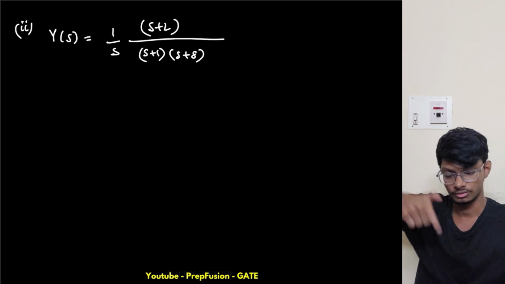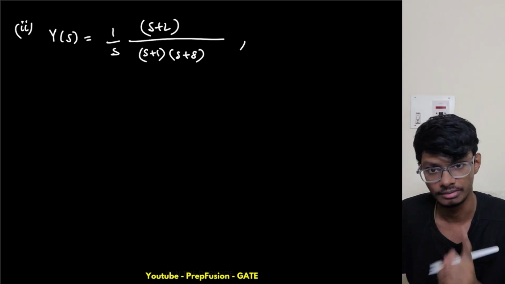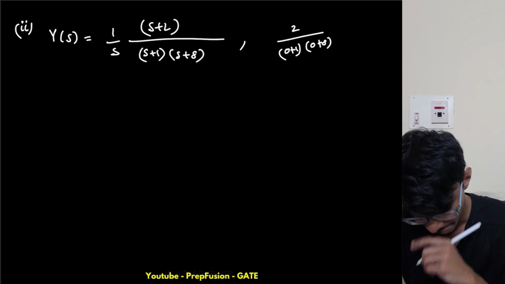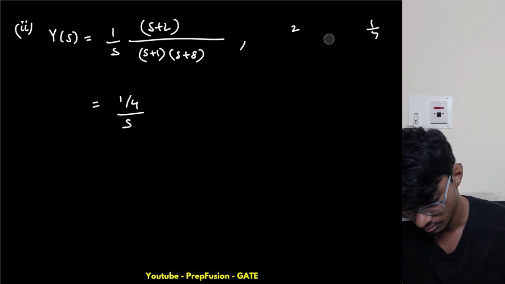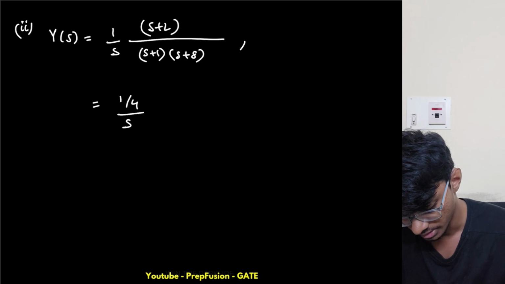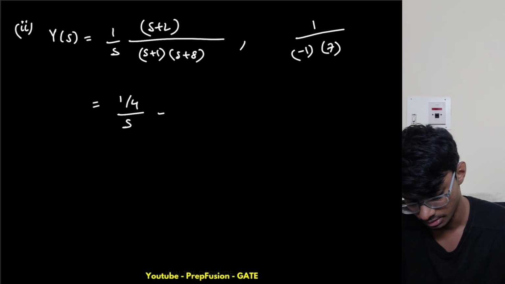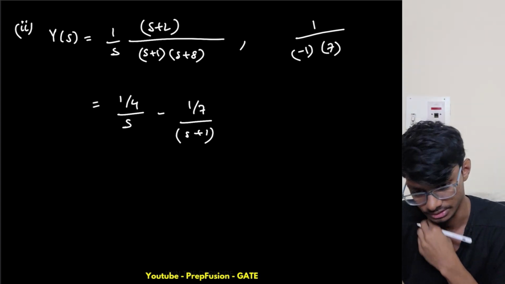Now I will again do the partial fraction decomposition. This time it will be a bit different. I will put s equals 0 and multiply by s. So I get 2 by (0 plus 1) into (0 plus 8), so this becomes 1 by 4, so I am getting here 1 by 4s. Now I will again put s equals minus 1 and multiply by s plus 1. So this will be 1 divided by minus 1 into 7, so this is again minus 1 by 7. This doesn't change, s plus 1 remains same. Now I will put s equals minus 8.